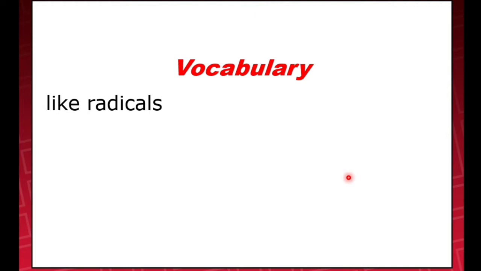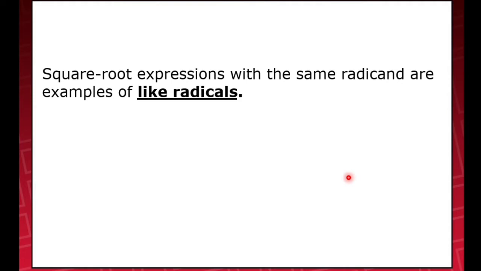What are like radicals? When can we consider that two or more radicals are like or similar? Square root expressions with the same radicand are examples of like radicals. For us to consider two radicals as like radicals, we should see to it that they have the same radicand, and they should also have the same indices. The index of the first radical and the index of the second radical should be the same.